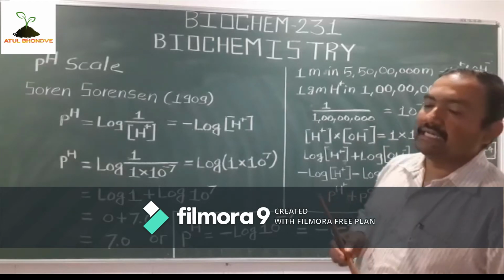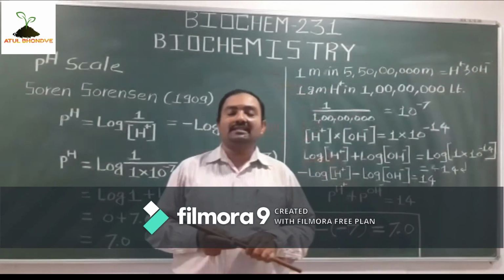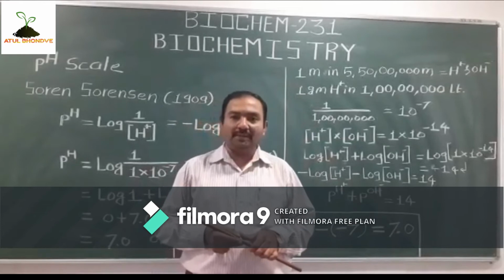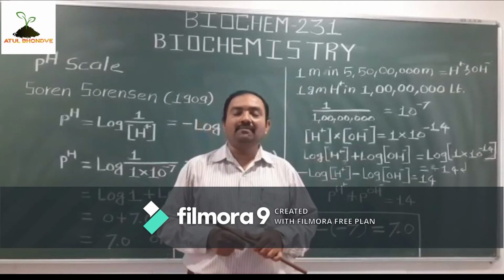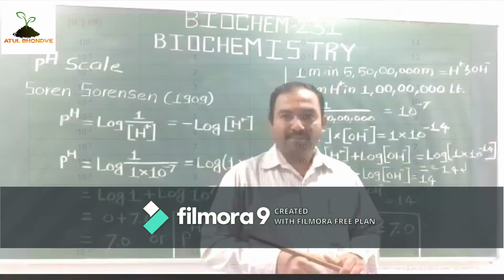So this is how we describe the pH scale. The pH scale describes values from 1 to 14, where 1 means extreme acid, whereas 14 is the extreme base. This is the pH scale calculated from 1 to 14.